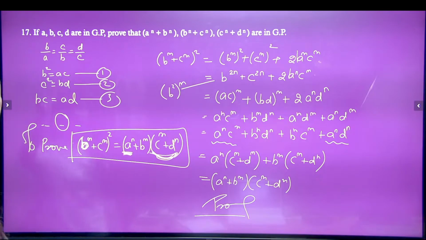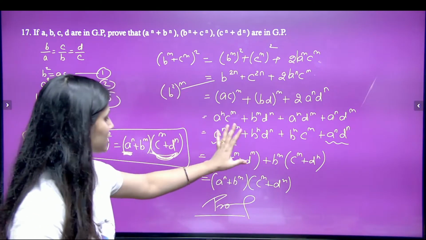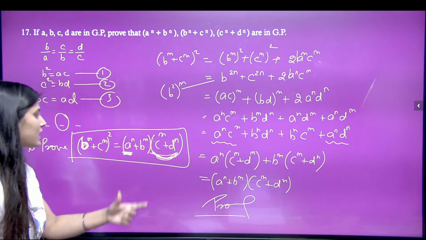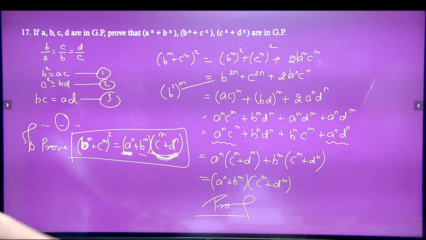Just a little thing you need to remember: I have to frame the equation in such a way that I can get these things. I should get a with this bracket and b with this bracket. That's all. Okay, so this is question number 17.